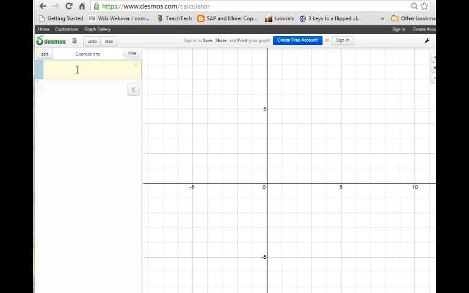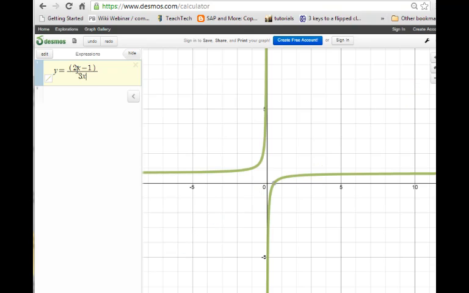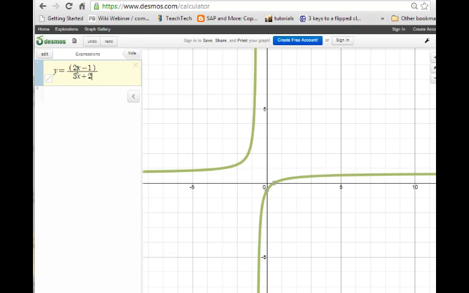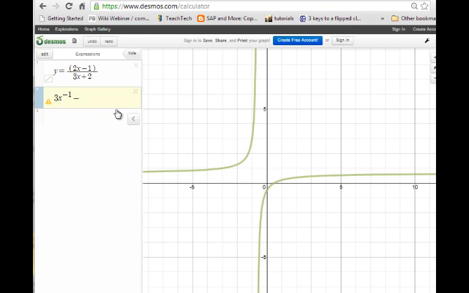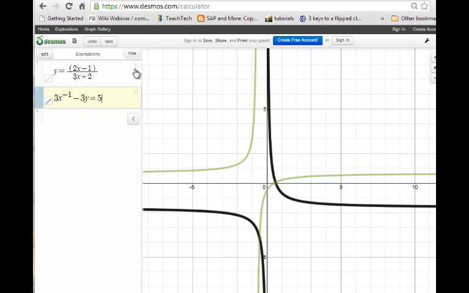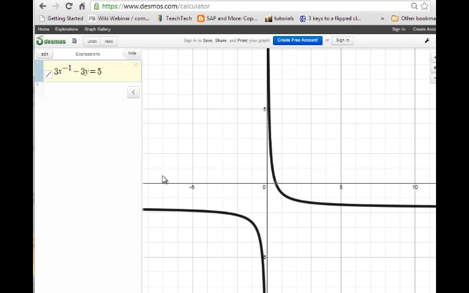So let's graph y equals 2x minus 1 divided by 3x plus 2. And again, nonlinear. Let's do one more. 3x to the negative 1 minus 3y equals 5. It's that black one there. Let me move this one here. There we go. Again, nonlinear.